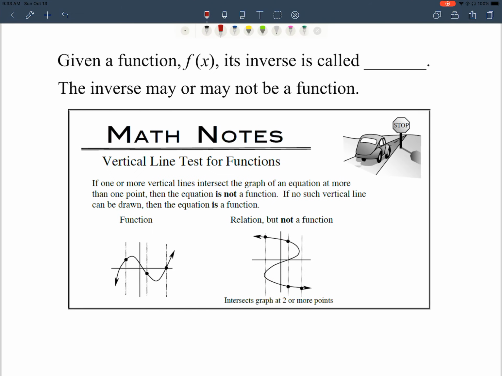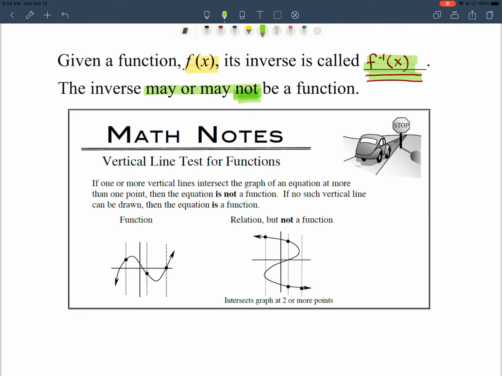Let's look at this next part. Given a function f of x, its inverse is called, and this is where we had f, and it looks like it's being raised to the negative first power, but we read this as the inverse of f of x. So we've got f of x here, and then over here we have the inverse of f of x. And if our original is a function, the inverse may or may not be a function. It just depends on the original graph and what it would look like.